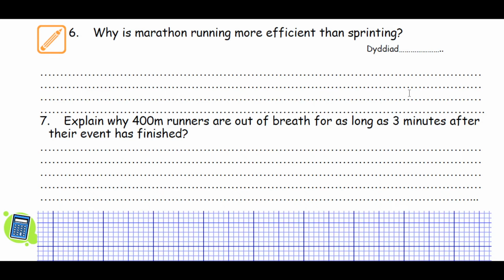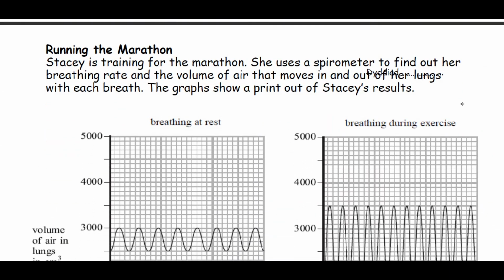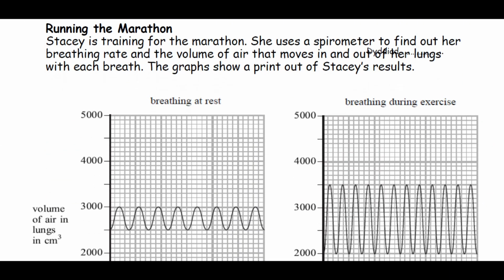So a 400-meter runner may be out of breath for as long as 3 minutes after their event has finished, as they start breathing hard and fast at the end of the race to oxidize the lactic acid and pay back what we call the oxygen debt. So complete the graphing task on Marion Jones. And then your final numeracy task is about Stacey running the marathon.